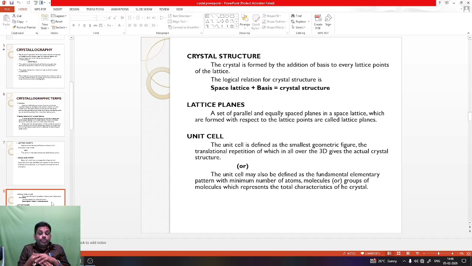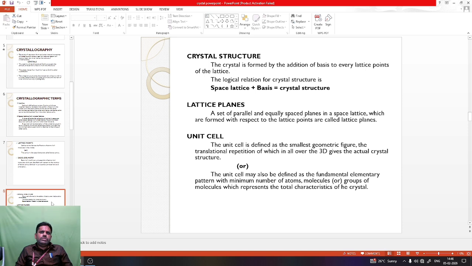So the unit cell is the smallest geometrical pattern of a crystal, which is repeated in 3 dimensions. The entire crystal structure is derived from it. So this is the fundamental of a crystal.